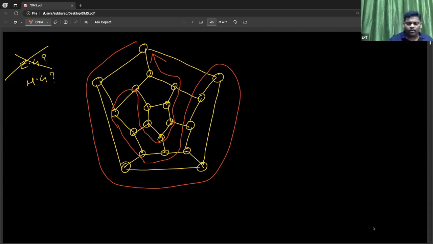Yeah, I think that's fine now. It is a Hamiltonian graph. Can I move to next?